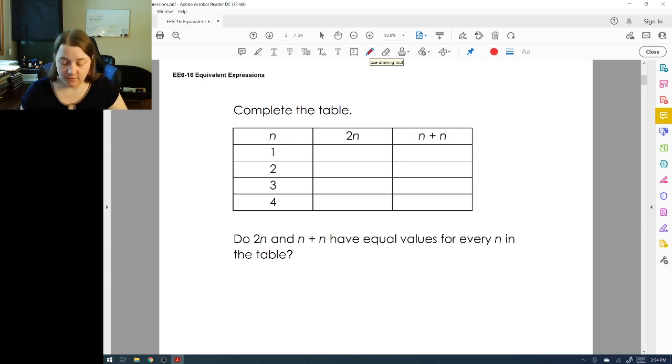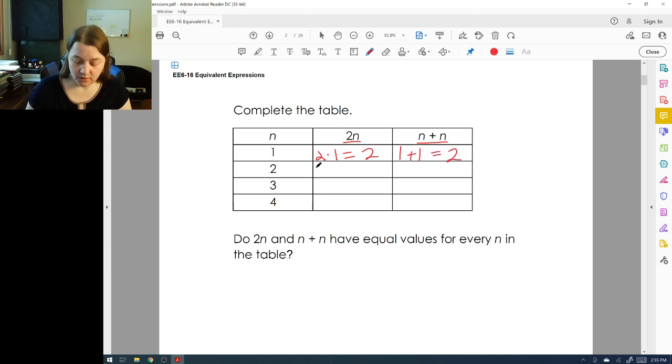Let's say that we have two expressions: 2n and n plus n. So if I replace n with 1, 2 times 1 is 2. 1 plus 1 is 2. If n is 2, 2 times 2 is 4. 2 plus 2 is 4.